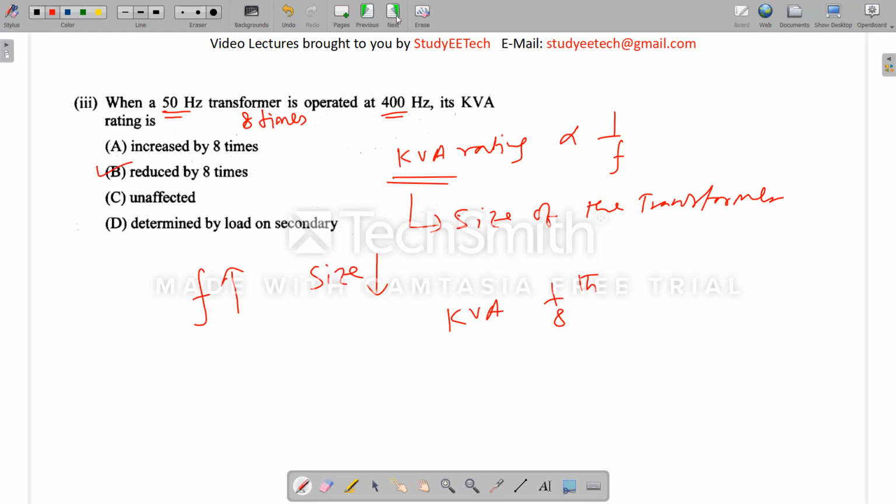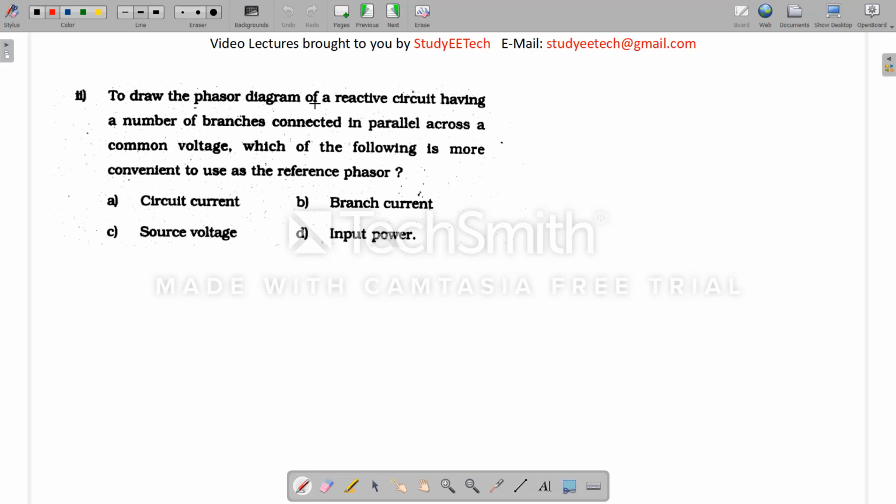Next question: to draw the phasor diagram of a reactive circuit having a number of branches connected in parallel across a common voltage, which of the following is more convenient to use as a reference phasor? Look, when we draw the phasor diagram, let's take a series R, L, C circuit with an AC voltage source. You see the current is common to all, so we take the current as the reference phasor.